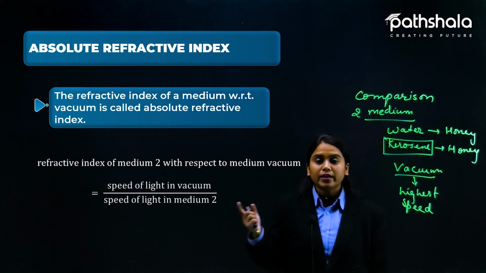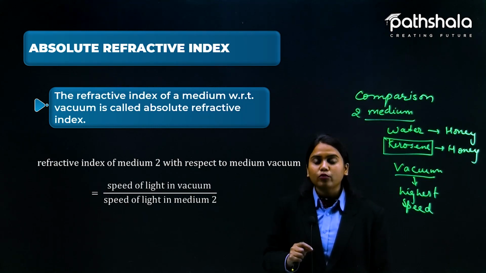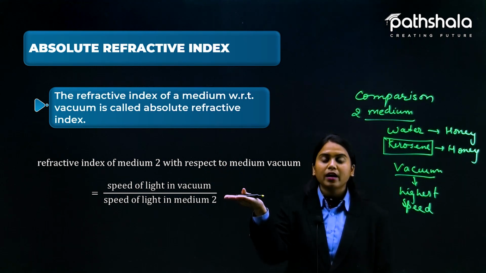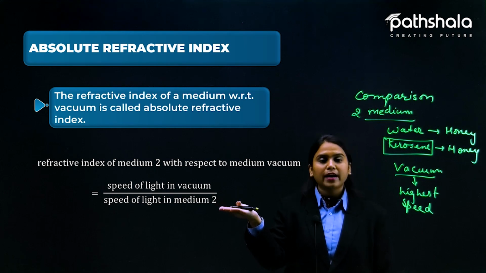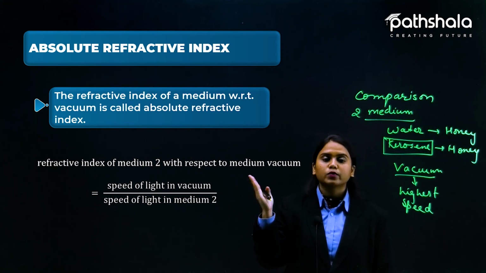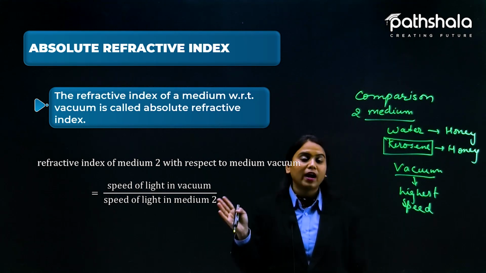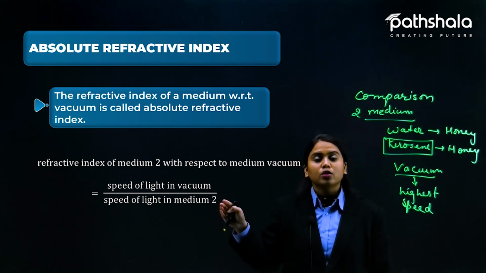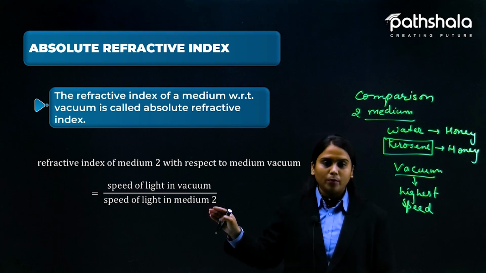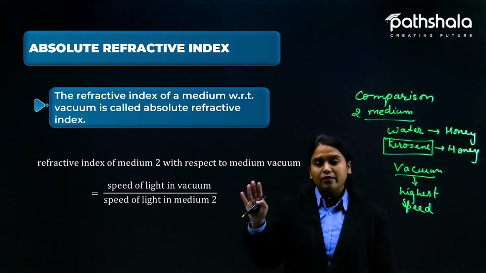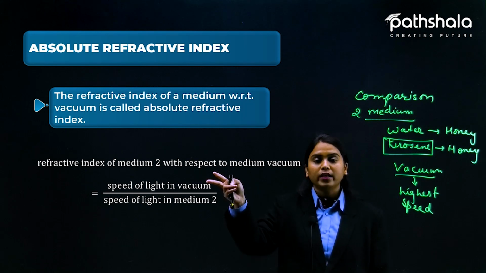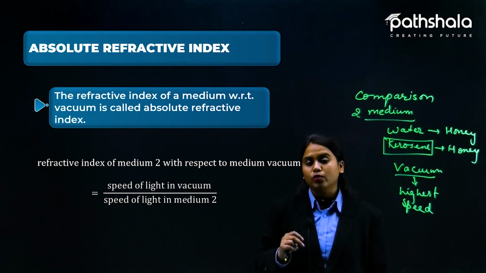Okay, so for this we have to compare it with vacuum, so we will keep the vacuum in the numerator, and the other medium, any kind of medium like water, kerosene, glass, whatever you want to take, and need to find how much the light is going to be bent in that medium, so we have to keep it in the denominator. The formula is the same that we have seen in the refractive index. The only thing that changes is that the numerator is now vacuum.